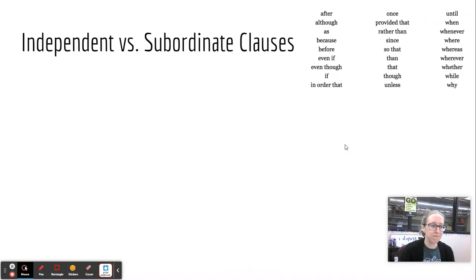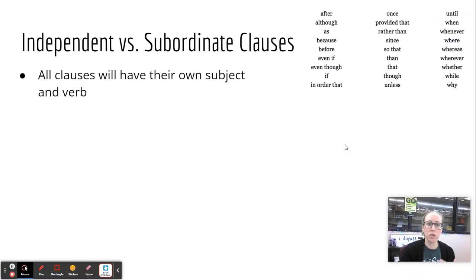So we're going to start by talking about the difference between independent and subordinate clauses. Some of this should be review from elementary school for a lot of people, but basically, what specifically makes a clause is that it has its own subject and verb. We have to be careful because sometimes the subject and/or verb could be implied within the clause, but every clause has a subject and a verb. That would distinguish a clause from a phrase, right? Phrases do not have their own subject and verb, but clauses do.